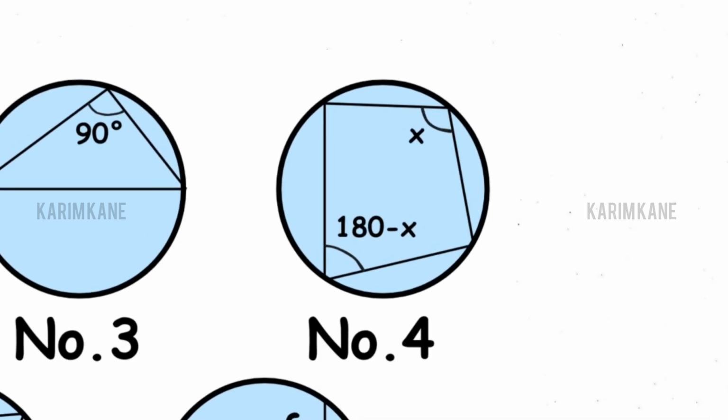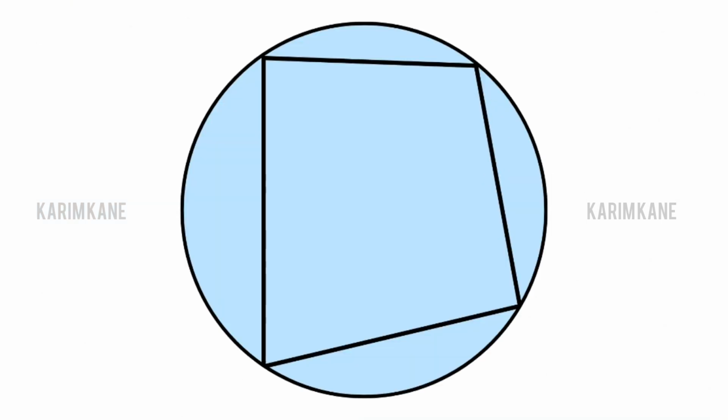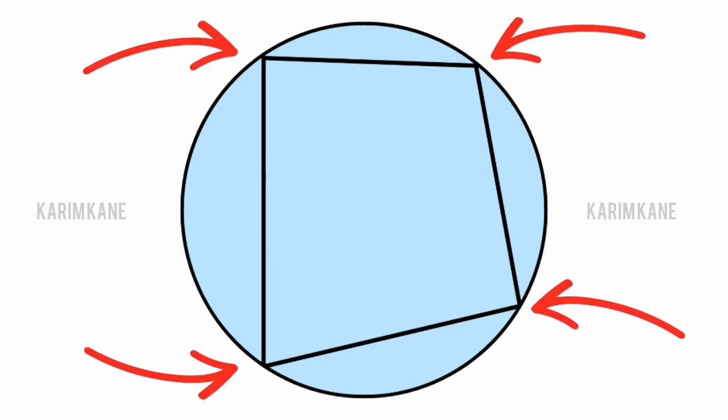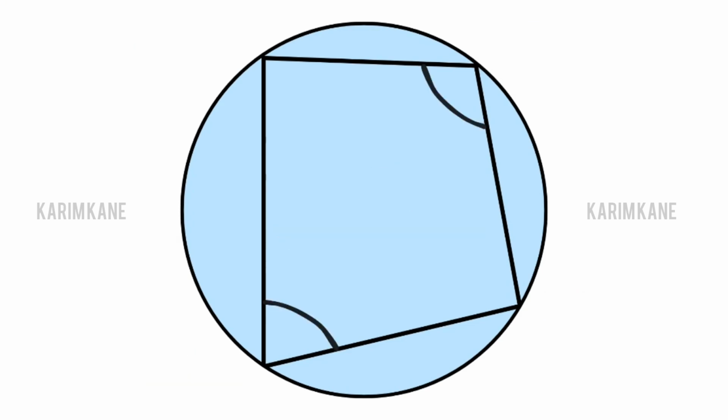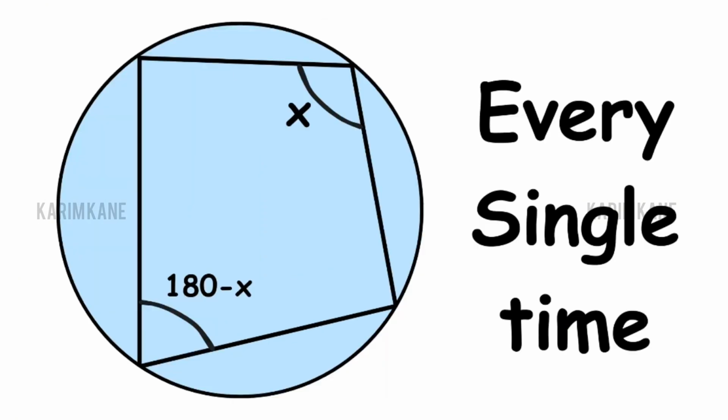The fourth circle theorem is the cyclic quadrilateral theorem. A quadrilateral where all four corners touch the circle is called a cyclic quadrilateral. Here's the magic though: the opposite angles always add up to 180 degrees. Try it. Draw one and check with a protractor. It works every single time.